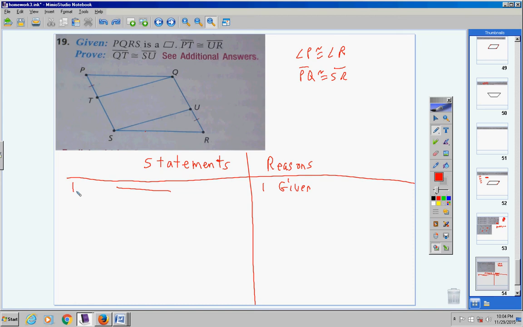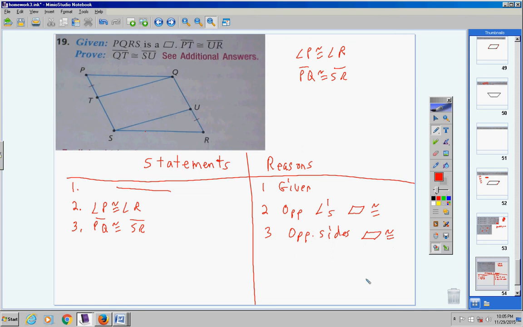Here we go. Okay, number 2, I'm going to go ahead and state that angle P is congruent to angle R. And the reason is opposite angles of a parallelogram are congruent. Easy enough. Number 3, PQ is congruent to SR. Well, that's easy. What's the reason for that? Opposite sides of a parallelogram are what? Congruent.